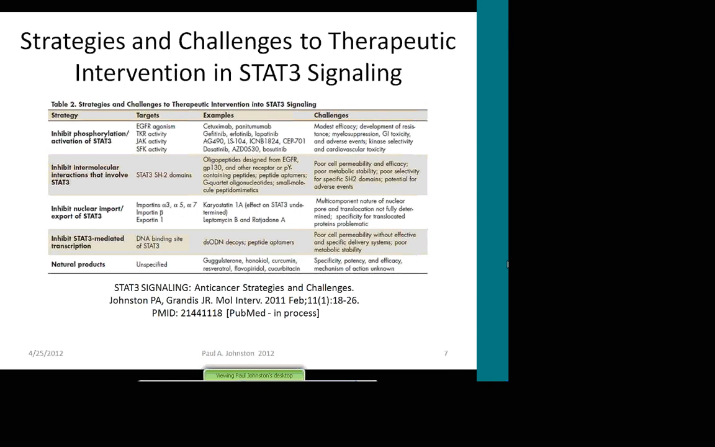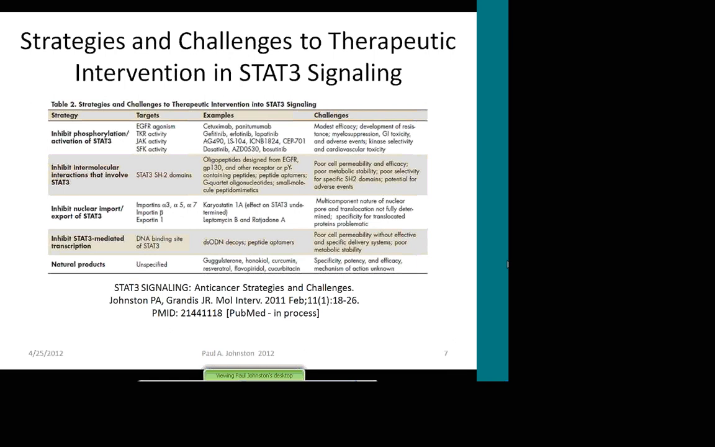Another strategy that people have adopted is to try and inhibit the dimerization through the SH2 (Src homology 2) domain, and a number of peptides have been developed that do indeed inhibit those. So there are peptide aptamers and G-quartet oligonucleotides and small molecule peptidomimetics. However, the efficacy of those compounds is limited by poor cell permeability and metabolic stability, and there are issues with selectivity for specific SH2 domains.